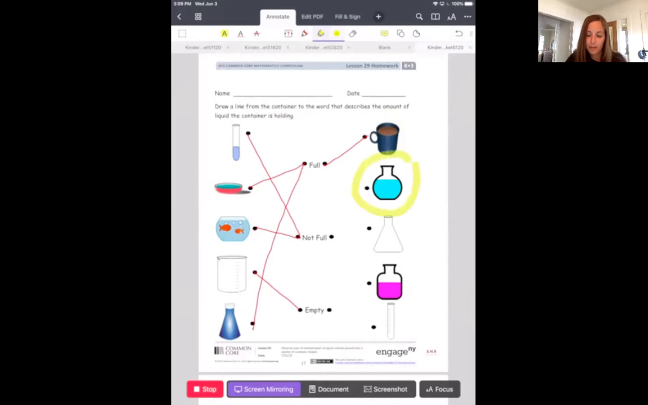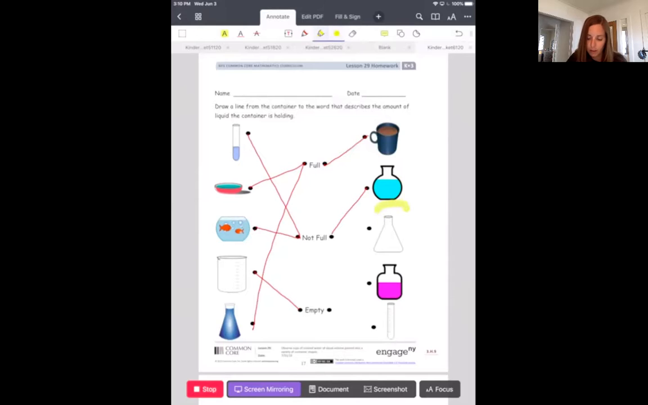And our next one. Let's look where the liquid is. What do you think? Full, not full, or empty? Not full, because it doesn't look like the liquid goes to the very top, right here. And it's also not empty. It would have nothing in it, so that means we are at not full.